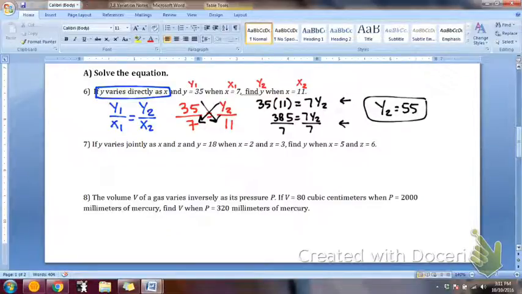It's not 7y squared. It's 7 times the second y value. Because if you look back at your proportion over here, you had to multiply 7 times whatever that was. So we're just letting y2 represent the variable. Okay?